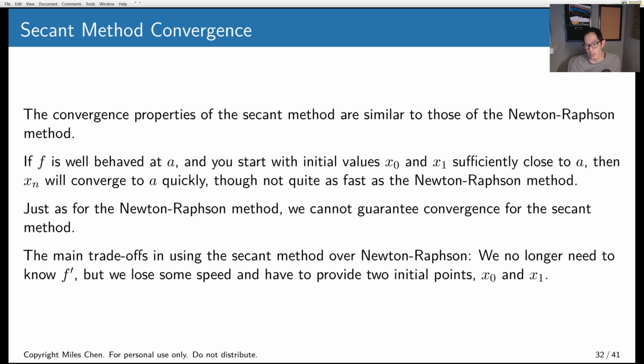But again, Newton-Raphson method is not guaranteed to converge, and neither is the secant method. The trade-off between Newton-Raphson and secant method is that with Newton-Raphson you have to figure out the derivative, and with secant method you don't have to figure out the derivative. But secant method converges a little bit slower, and you need two initial points. But it's a method, and it works in a lot of cases.